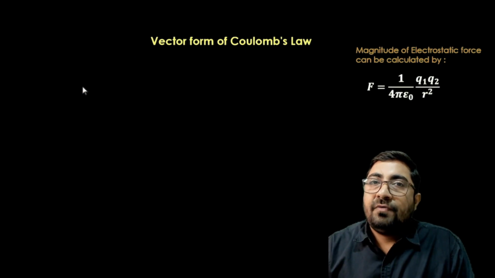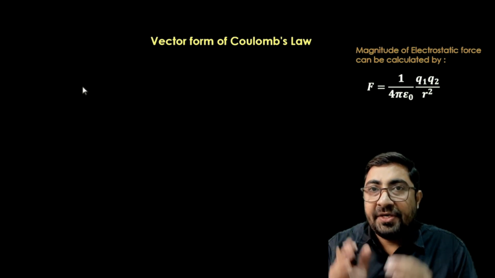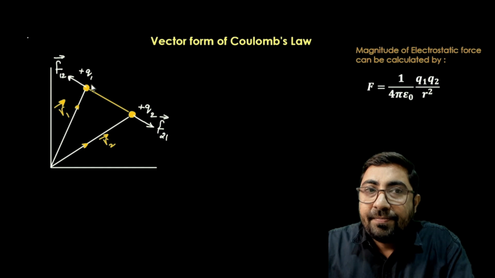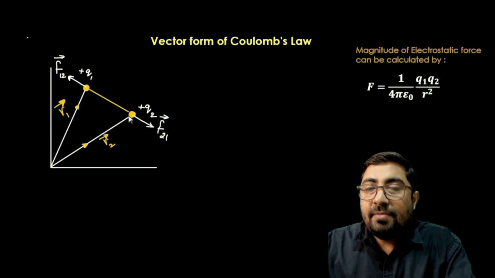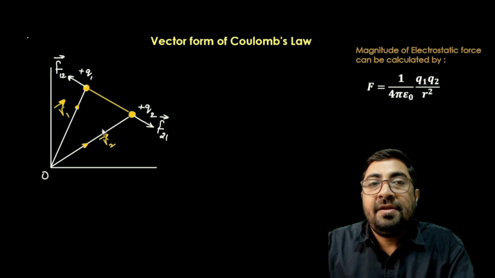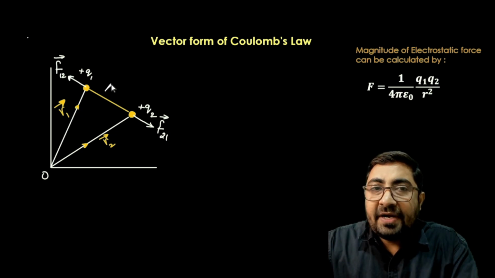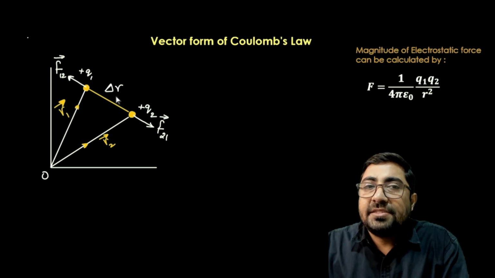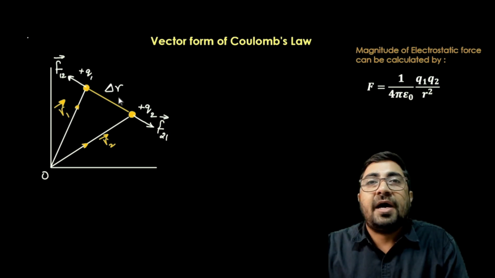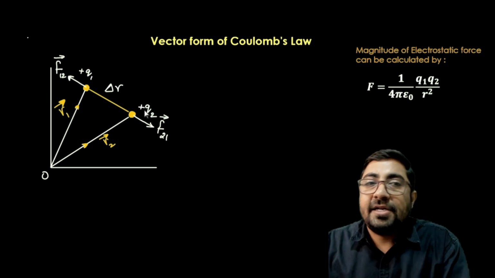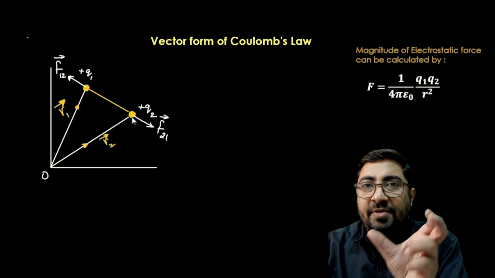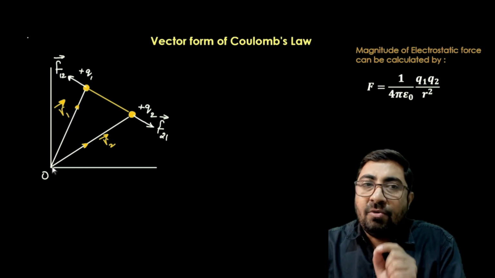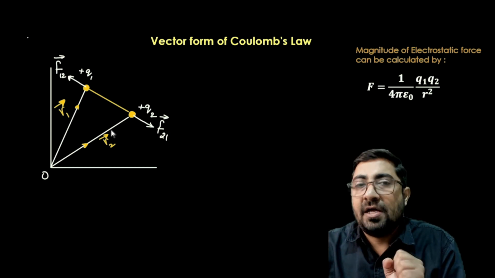Now another vector form of Coulomb's law, in terms of position vectors. Consider two charges, q1 and q2, separated by some distance, and from the origin the position vectors are vector r1 and vector r2. The displacement vector is delta r. I have to write this delta r in terms of r12 or r21. Let's see how I can write this, with the help of this charge system.